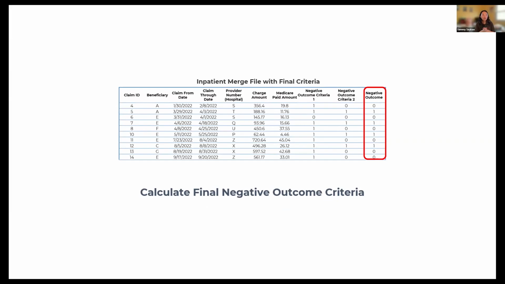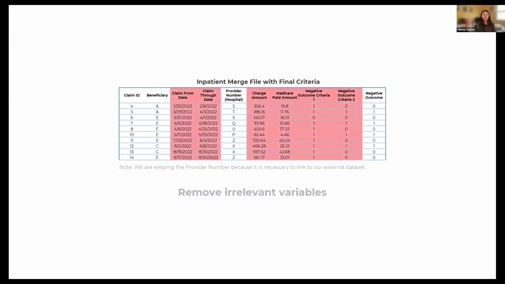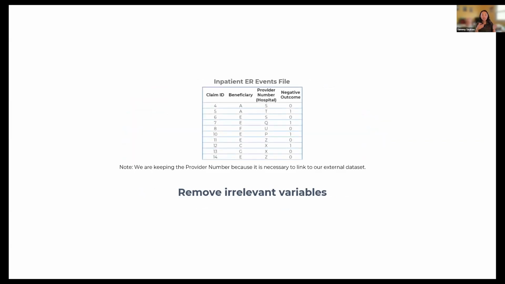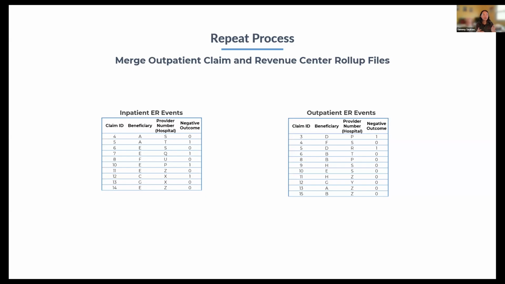Another step that we do here is we calculate our final negative outcome criteria. So if criteria 1 and criteria 2 are both 1s, then our final negative outcome is also a 1. We remove the irrelevant variables again. If you couldn't tell, I'm an analyst that likes to keep things as small as possible. And then we end up with this file that you see here. Note that we are keeping the provider number because this is necessary to link to our external data set. And again, through the magic of the internet, we've done the merge for our outpatient files.